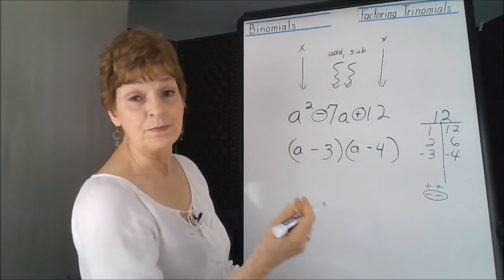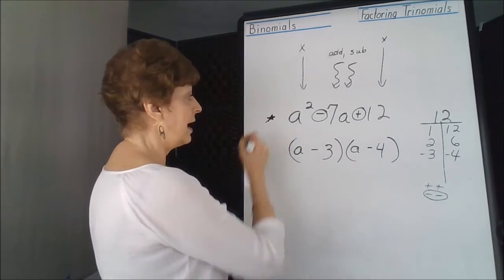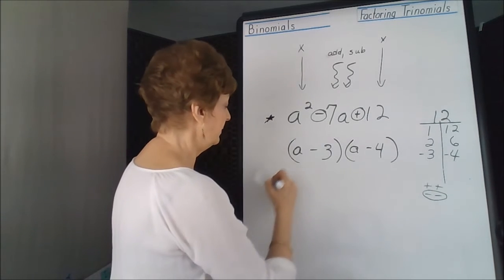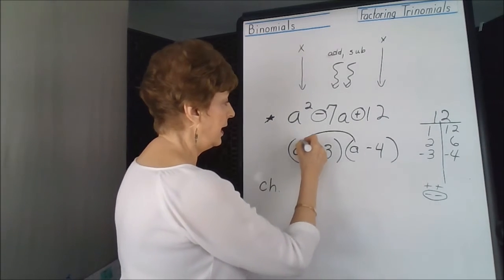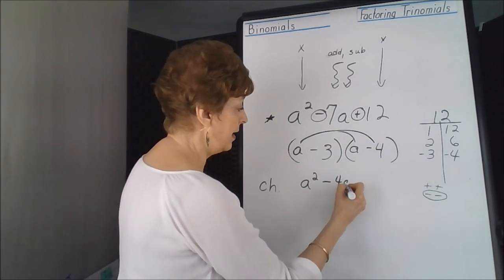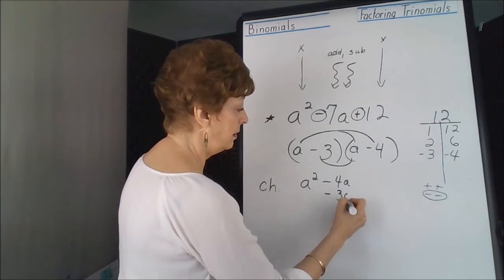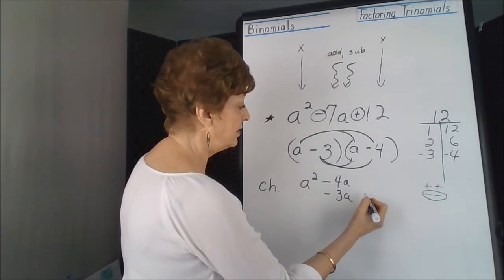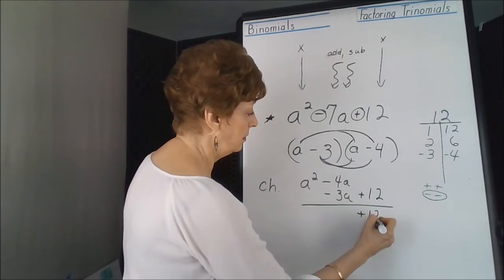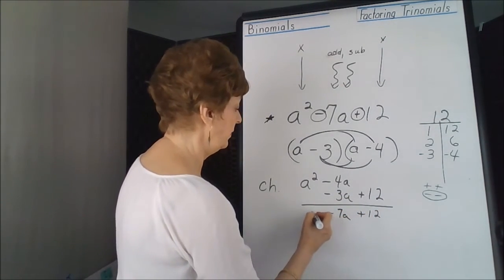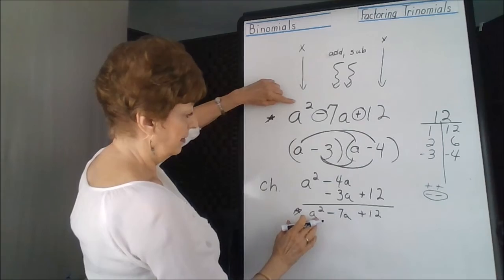Let's check it out. I can multiply this binomial back to see if I can find the original. So let's see. This is my check. A times a is a squared. A times the -4, -4a. -3 times a, -3a. Negative times a negative is a positive. 3 times 4 is 12. Does this match? Perfectly.